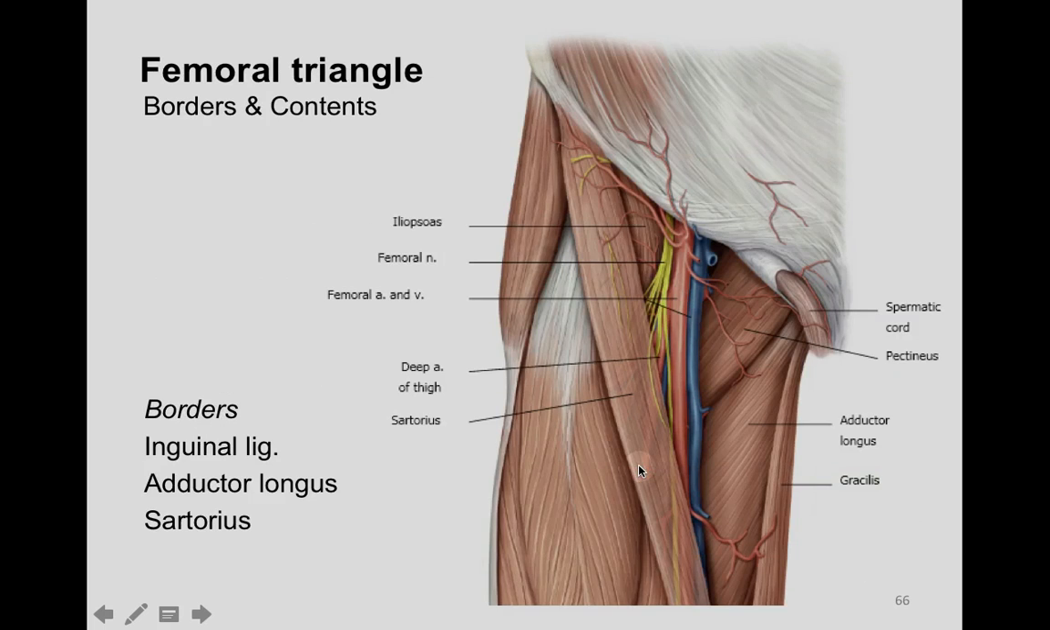The contents of the femoral triangle include the femoral nerve, artery, and vein, in this stereotypical repeatable relation that the nerve is lateral, the artery is in the middle, and the vein is medial. Nerve, artery, vein.